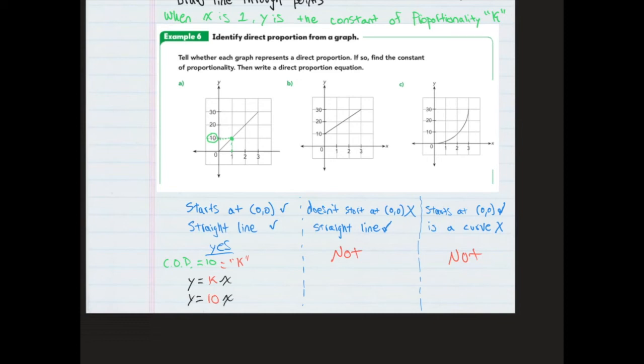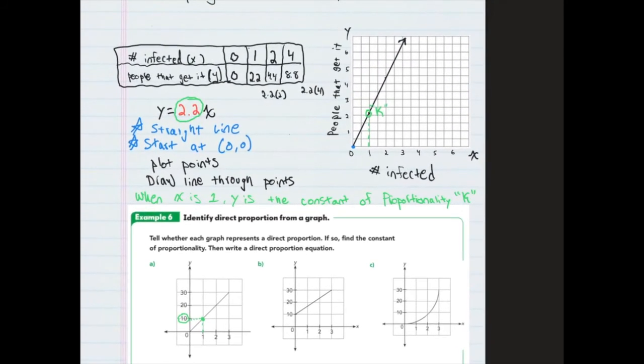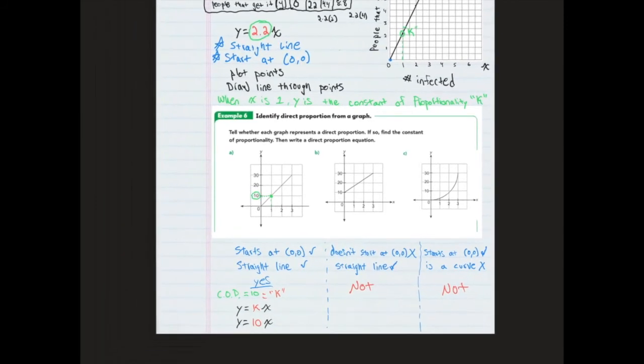And then we're not given a word problem, so we don't have to say what the proportionality represents. If we were given a word problem, like we were given this graph up here, we would want to say, well, it represents that when one person is infected, then you can expect 2.2 other people to get it. But we're not given any type of situation for this example, so you don't have to worry about that.